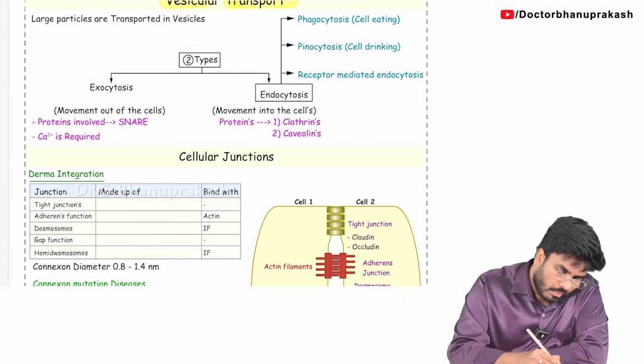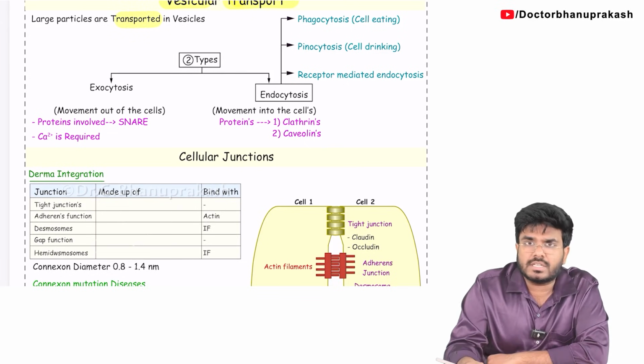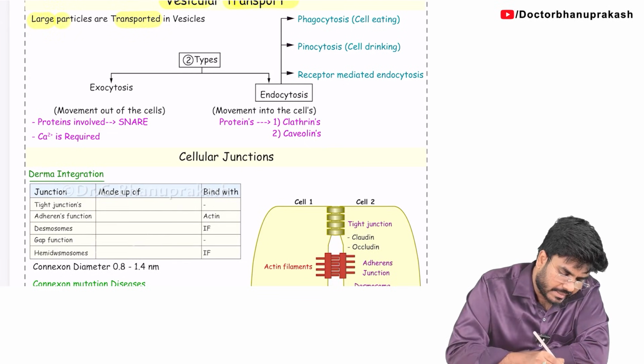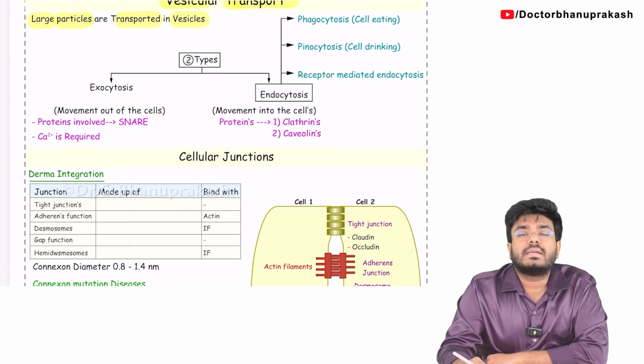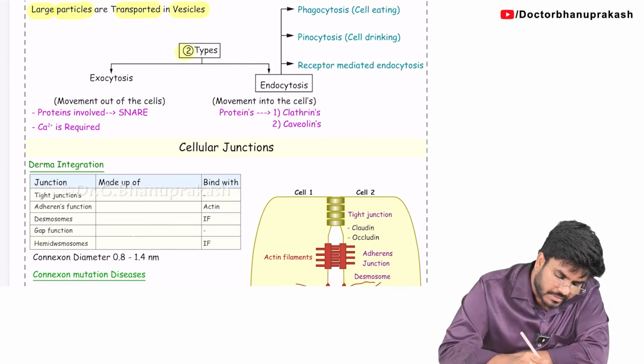Now, what exactly is happening here? There is a transport of substances. Some substances are getting transported in the form of vesicles. Large particles are transported in the vesicles. Now, how many types of vesicular transport are there? There are two types of vesicular transport.